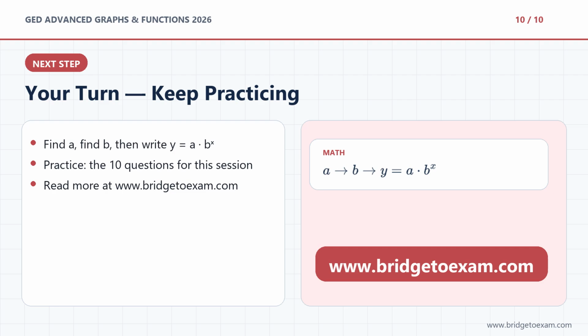Wonderful work today. You can now recognize exponential change, find growth and decay factors, and write a model. Your mastery check is the 10 practice questions for this session. For each one, find the starting value, find the factor, then write y equals a times b to the x.